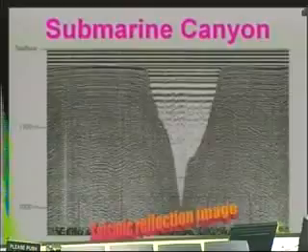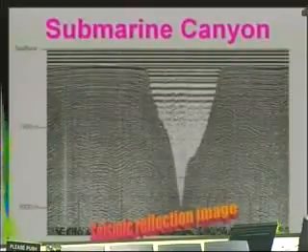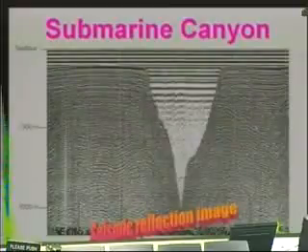Here's a seismic profile of a submarine canyon that eventually got filled in, so we can understand the layering effect and look at the geometry and talk about the history of that. What happened throughout the history of this particular region?